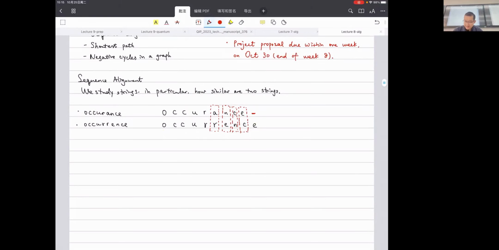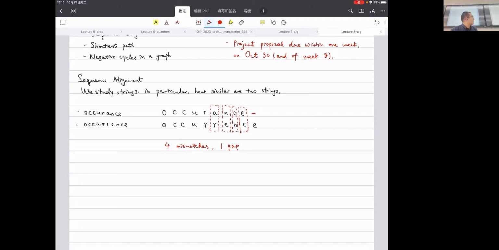So for this case, we basically have 4 mismatches. When there are letters and the letters are different, we call it a mismatch. So for this example, we have 4 mismatches, and there is 1 gap. By gap, I mean we just ignore something here. For the first line, there is no letter here, but the second line has a letter here. We call this a gap.